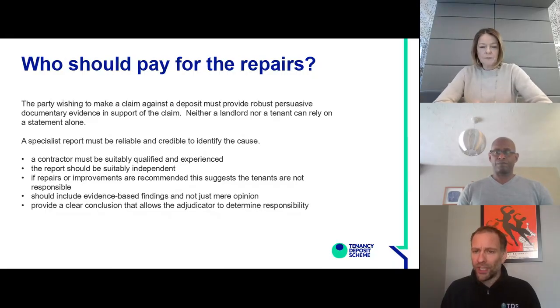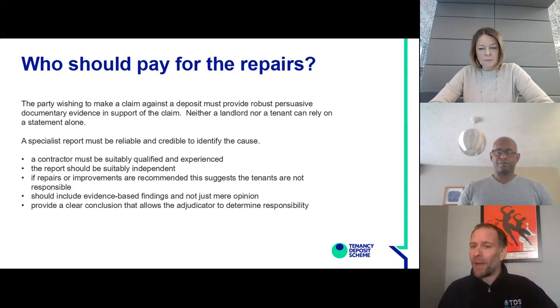It has to be a contractor that has the standing to make this determination. It has to be suitably independent as well. It's not the cleaning contractor that's going in, being paid for an end of tenancy clean, and offering their thoughts on how this mould might have been caused. They're not suitably independent. So that's something else that we look for.